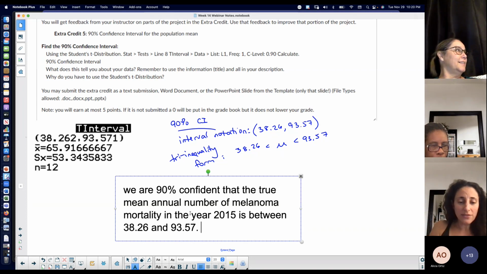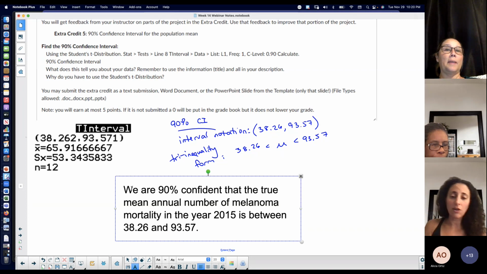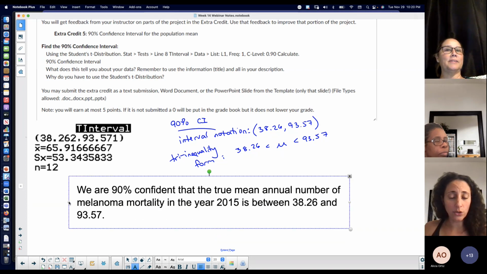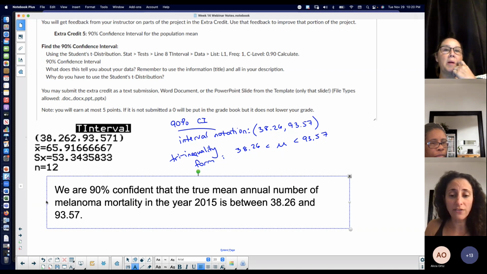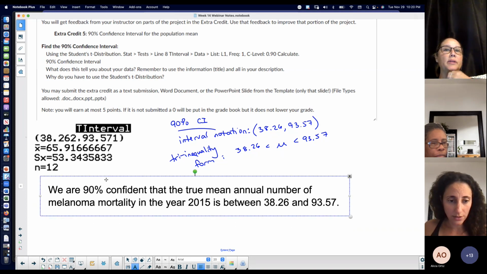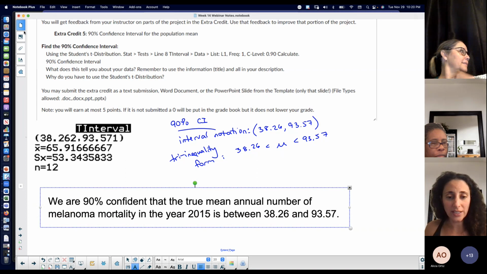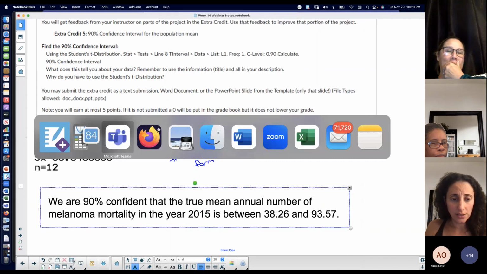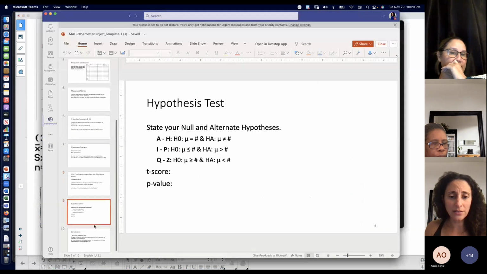Right, this stuff comes directly from what we did with confidence intervals. You can go back to those portions and see how to interpret a confidence interval. Okay, that's technically slide 8. 9 and 10 are your hypothesis tests.